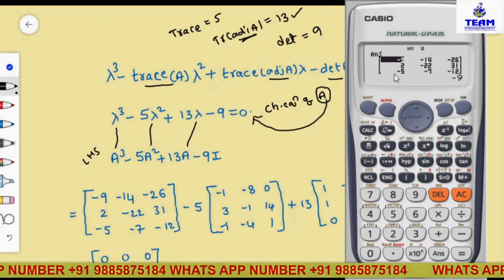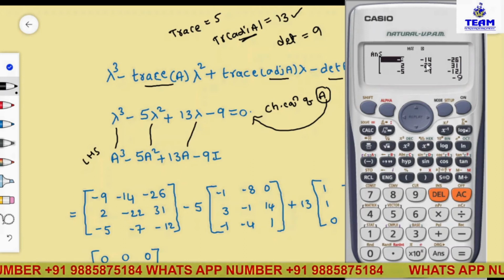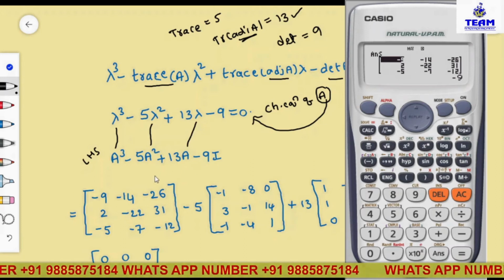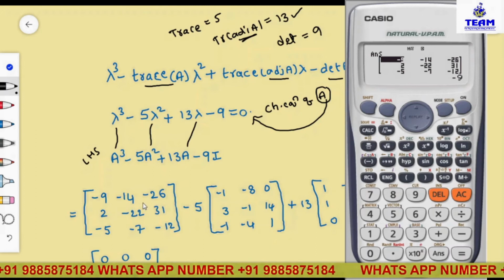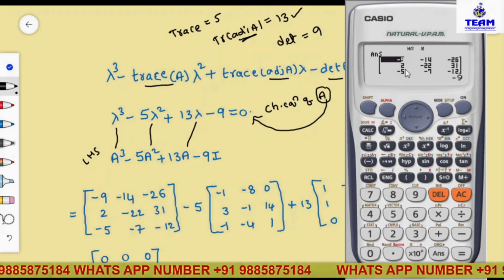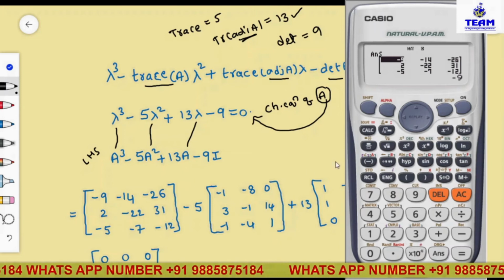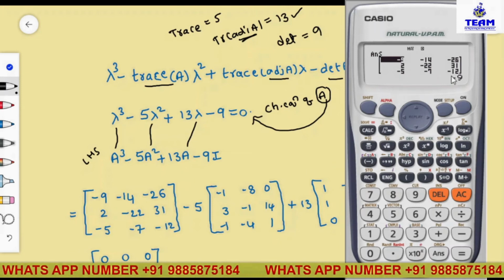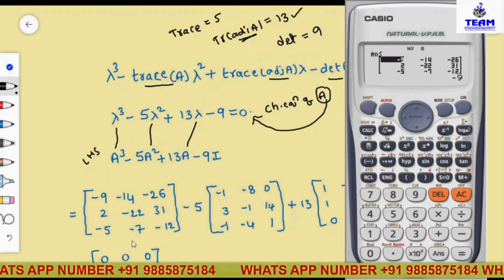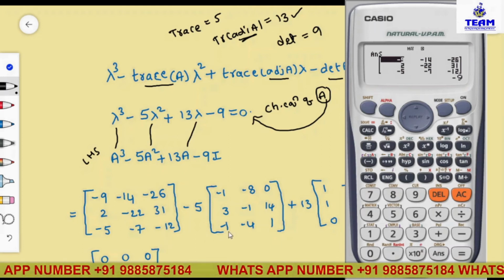Now you see, friends, what you are getting? First row: minus 9, minus 14, minus 26. You see here what I have written: minus 9, minus 14, minus 26. Second row is 2, minus 22, 31. Here you have 2, minus 22, 31. Third row is minus 5, minus 7, minus 12. That's it. So you write all of these, friends.